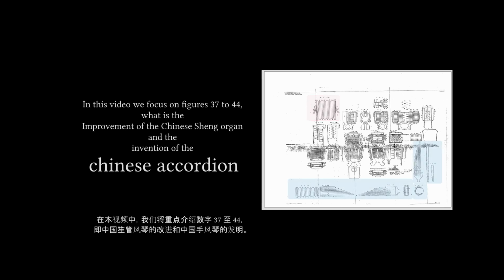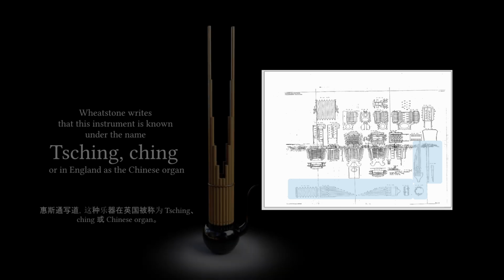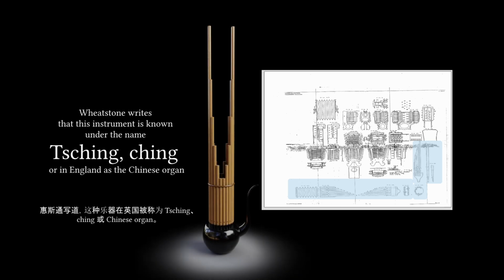In this video, we focus on figures 37 to 44, which are the improvement of the Chinese Sheng organ and the invention of the Chinese accordion. Wheatstone writes that this instrument is known under the name Sheng, Ching, or in England as the Chinese organ.